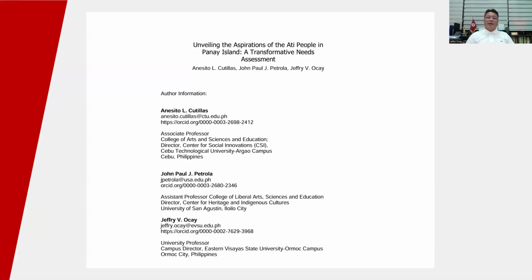Unveiling the Aspirations of the Ati People in Panay Island: A Transformative Needs Assessment. And again, there are three of us: Anesito Cotillas, John Paul Petrola, and yours truly. And that's the first part.